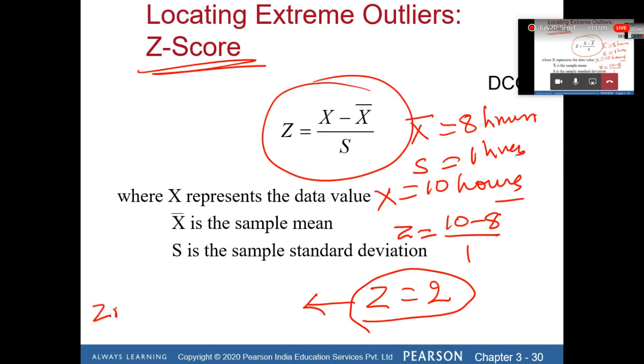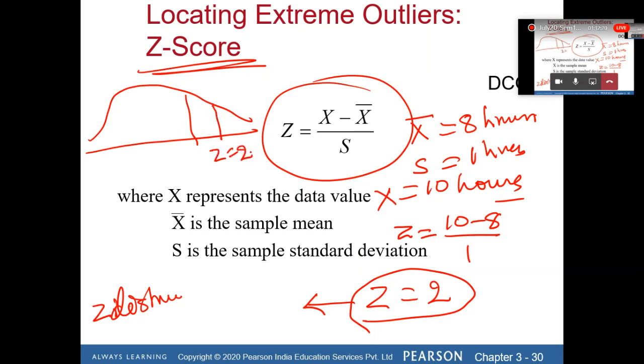Go to Google, and here you can see in the Z distribution table, suppose here is the Z where it is 2. The area, how much percentage it is, you can get from the Z distribution table. I'm requesting all of you to get the Z distribution table. If I have not shared it, I will put the Z distribution table on the Padlet.